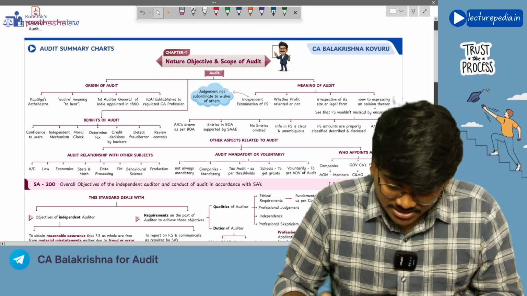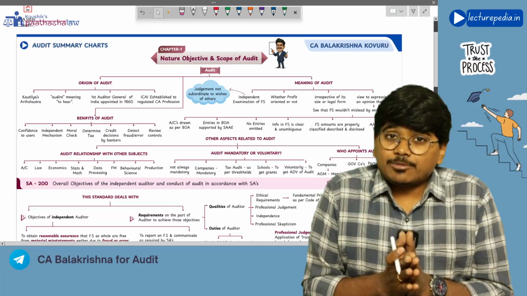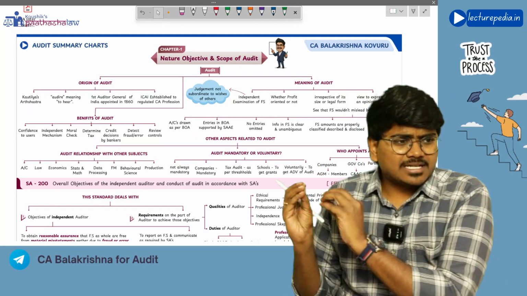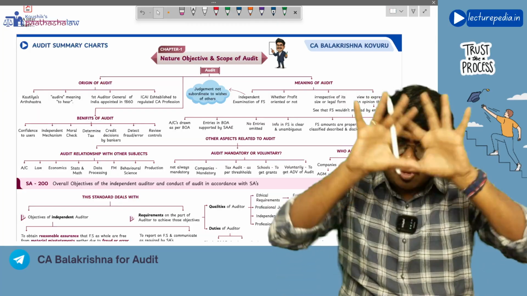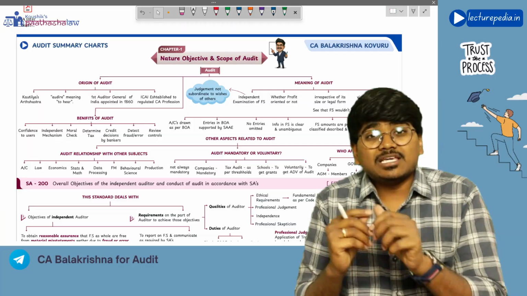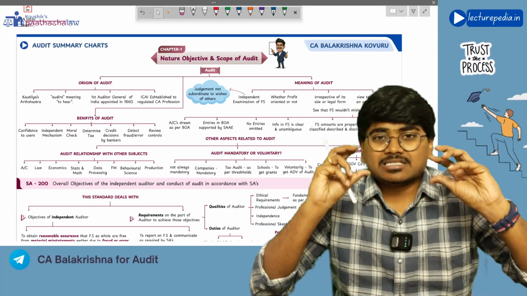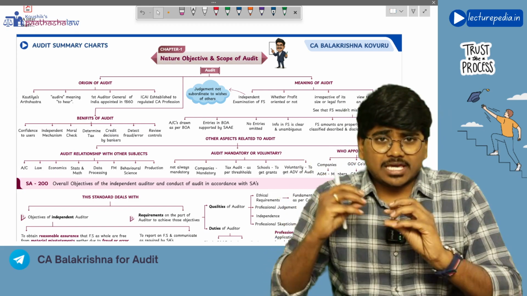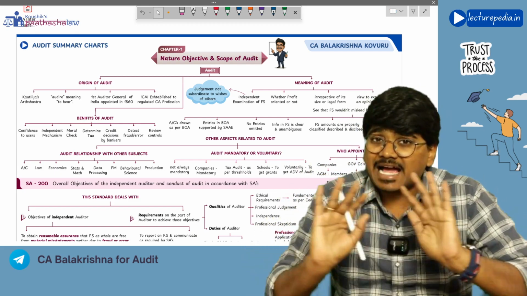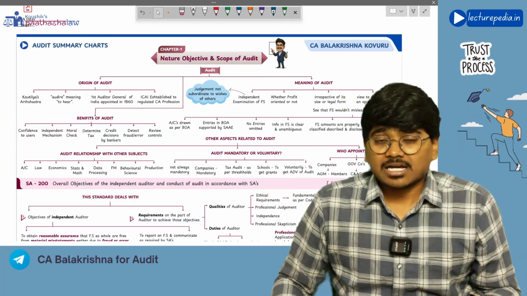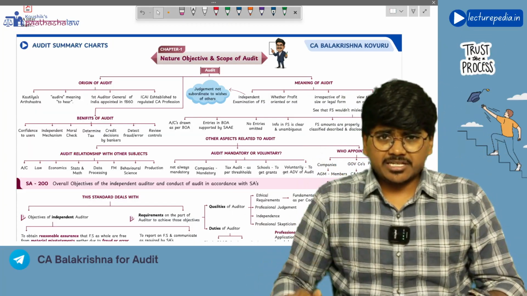And next, our revision classes will be from this chart book which I have prepared. Basically, in these summary charts, all the concepts of the entire chapter will be presented in the form of charts. None of the concepts will be missed in this chart. Even though these are summary charts, I haven't missed any concept. Each and every concept will be covered from these summary charts.